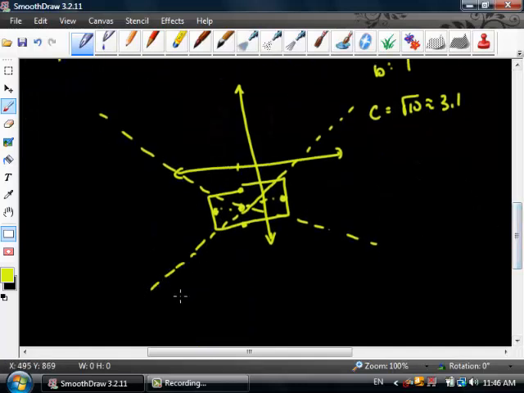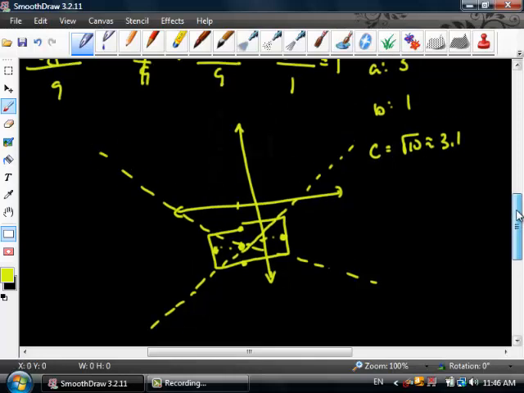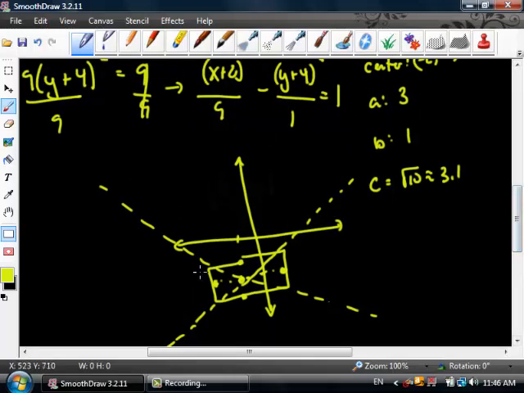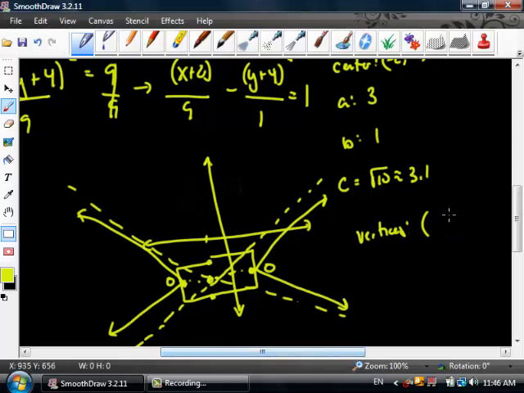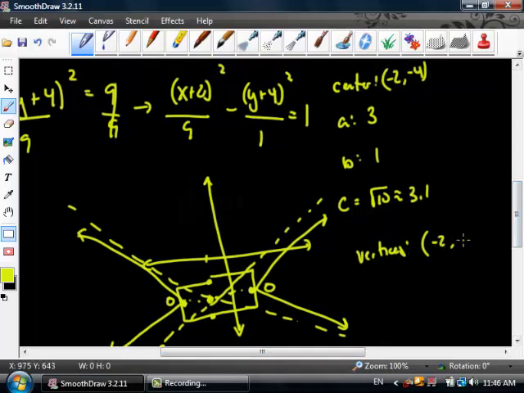Is this a side-to-side hyperbola or a top-to-bottom hyperbola? What do you think? Side-to-side, I agree, because the major axis is underneath x. So it does this. Okay. Foci are going to be 3.1, which is about right here and about right here. Now we need to find the vertices. Well, the vertices we center from the center, right? So that's -2, -4.